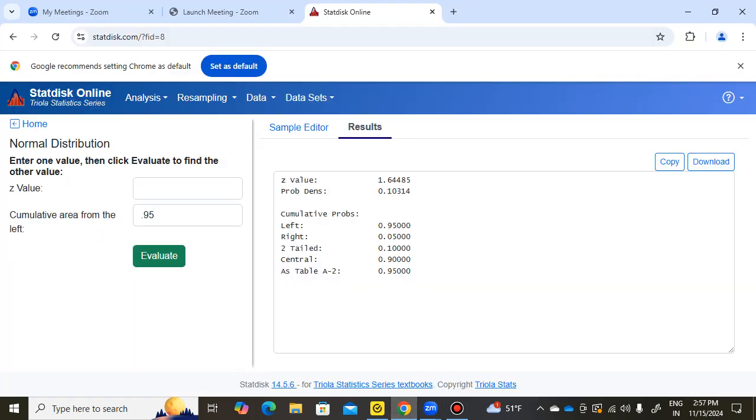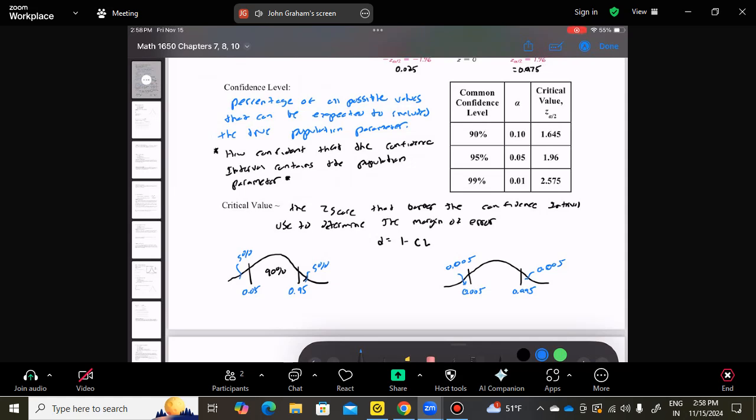And then 95%, that's 5% that we're dividing in two, so we do 2.5%. You get the negative 1.96, and we'll do 0.975. You get the positive 1.96. And then we go further, 0.005, that's negative 2.576, and 0.995 is positive 2.576. Okay, so that's how these values as your critical values are obtained.